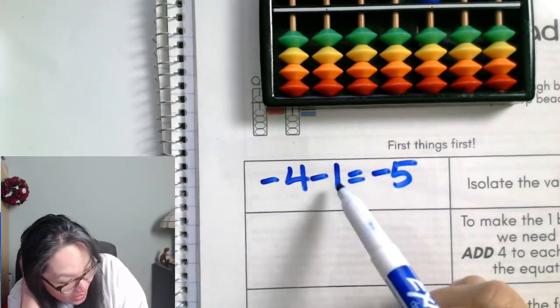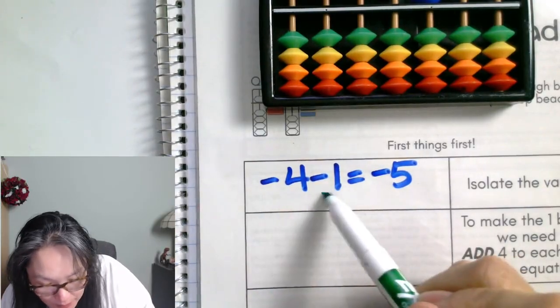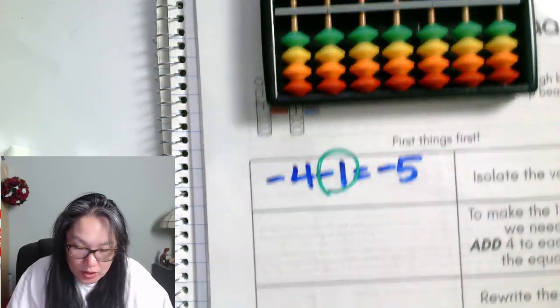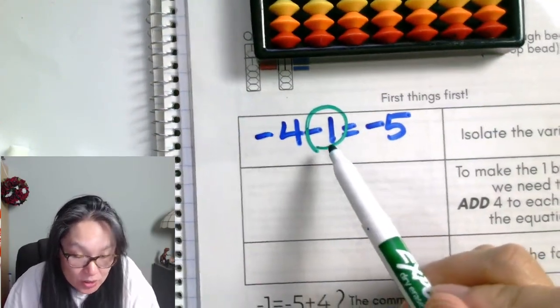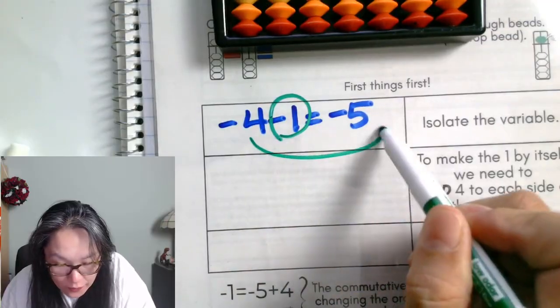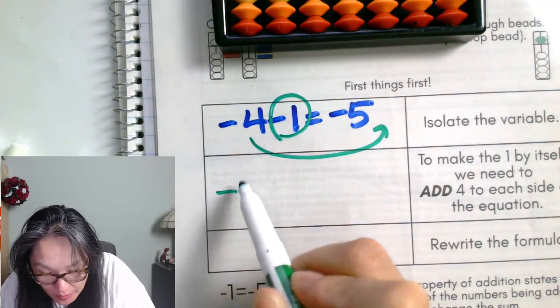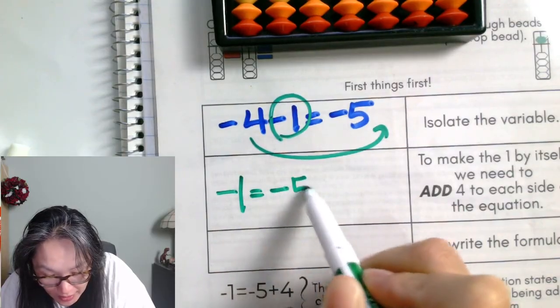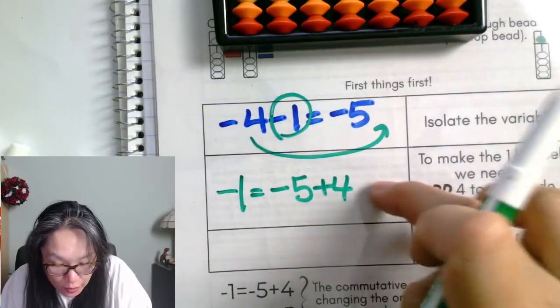Why? Because now what we need to do is we need to isolate this variable. We need to isolate the -1. That's what we're trying to do. See, -1, we're trying to isolate it. To isolate it, we need to add the 4 to this side. So when I rewrite the question, it'll be -1 equals to -5 plus the 4. We now know this, right? This is my formula that I'm going to do.